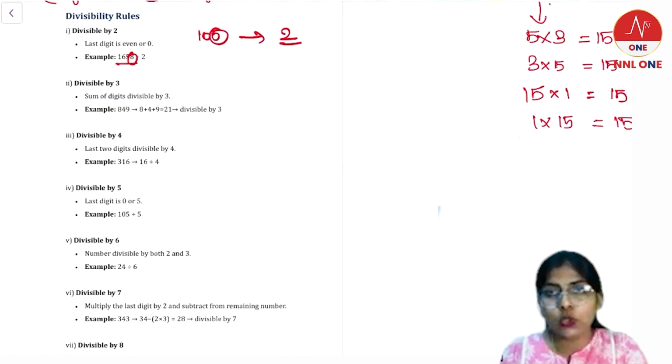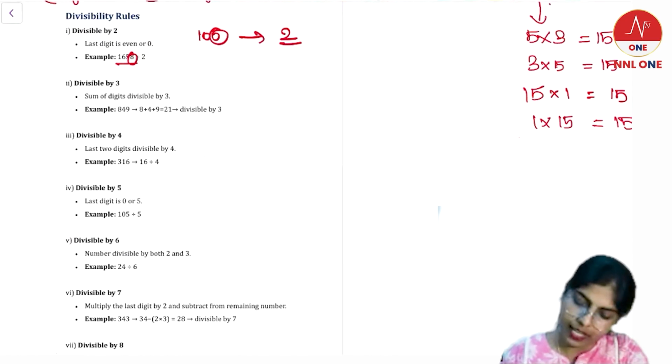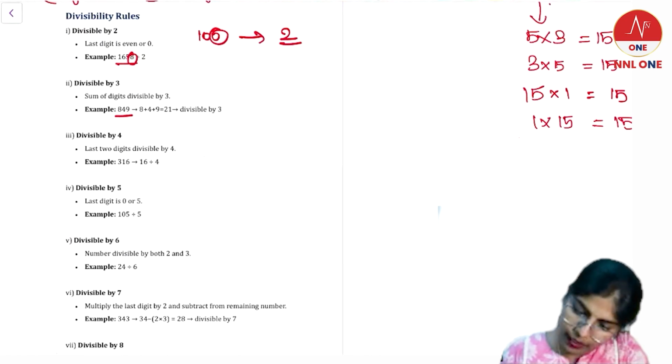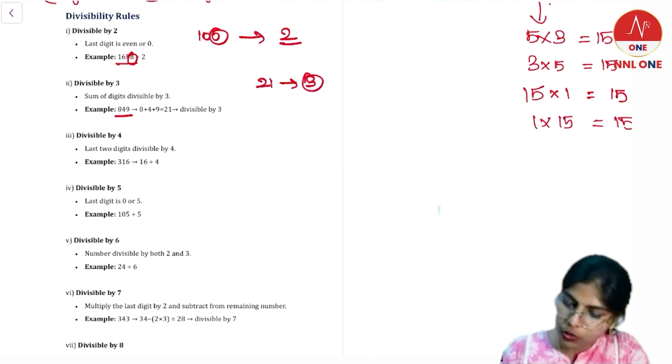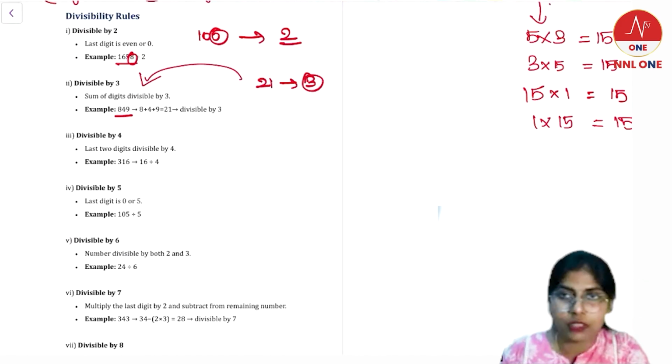The divisibility rules of 3 and 9 are going to be the same. That is, the sum of the digits of the given number should be divisible by 3, so the entire number will be divisible by 3. For 9, the sum of the digits should be divisible by 9, so that the entire number is divisible by 9 as well. For example, 849. 8 plus 4 plus 9 is 21. 21 is divisible by 3. So the entire number is going to be divisible by 3.